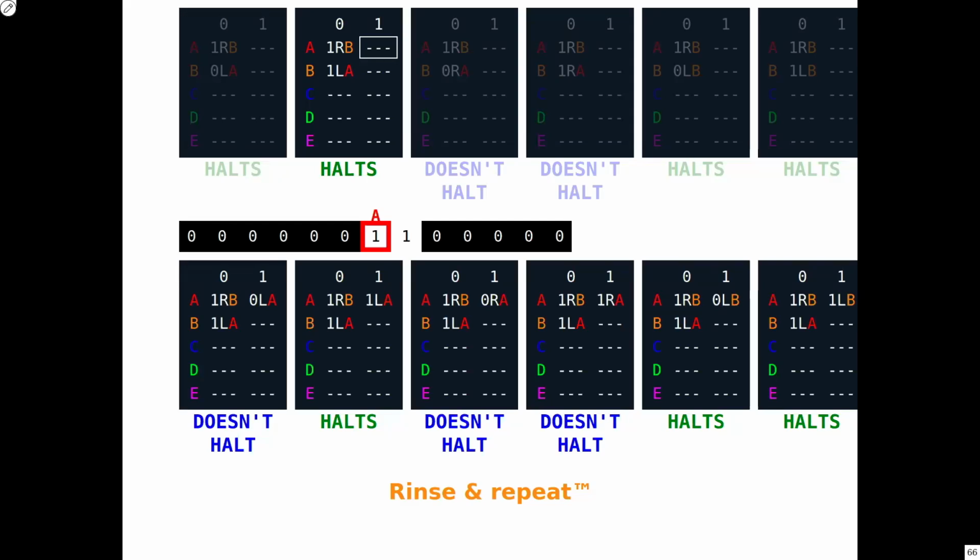And if you fill that out, you remove any possibility of the machine halting. So that's where the tree cuts itself off.